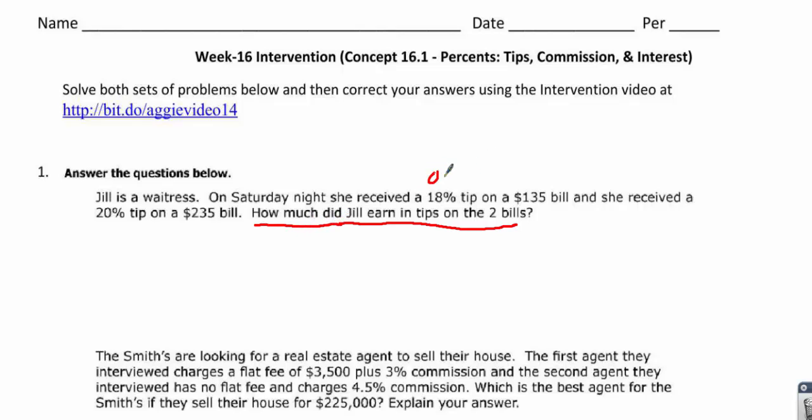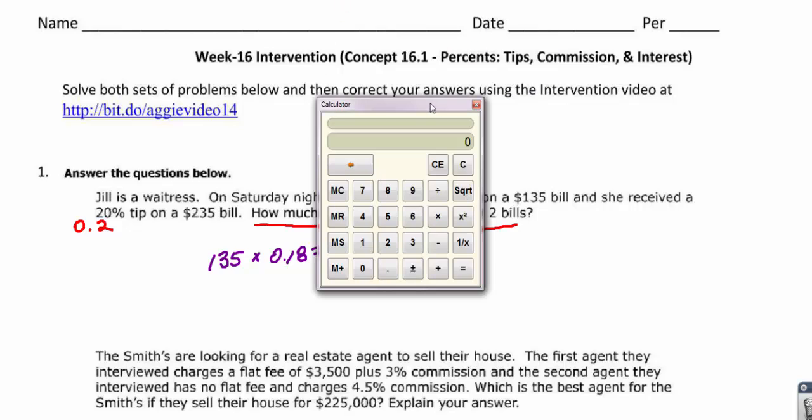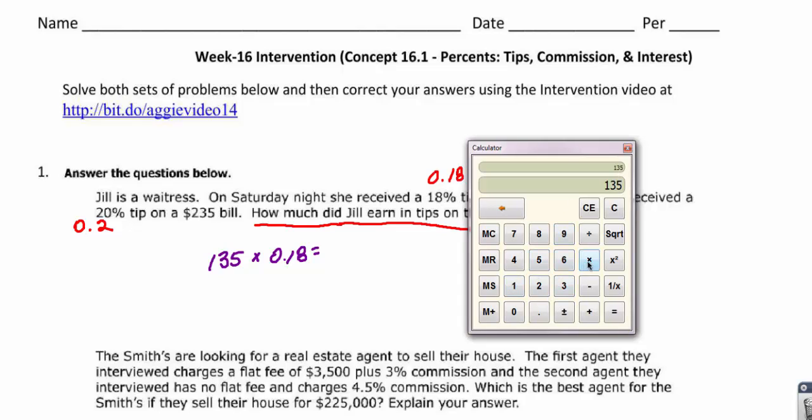One of the first things we've done each time we see a problem like this is we change those percents to decimals. So 0.18 and 0.2. Now let's take the $135 that she earned, and we're going to multiply it by the 18% tip. So let's grab our calculator. Remember, we use real tools. This is what professionals use, so we're going to use them also. 135 times 0.18 gives us 24.3, and we're going to make that money, $24.30.